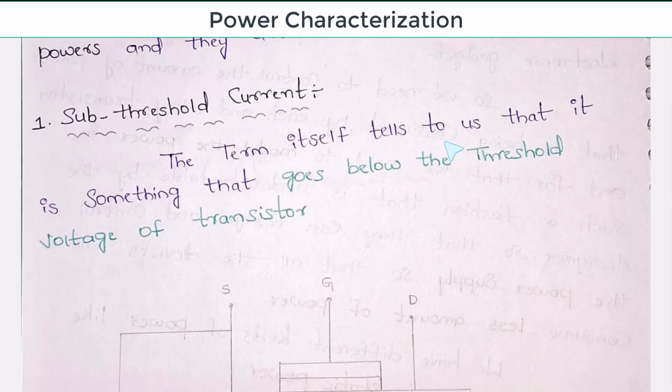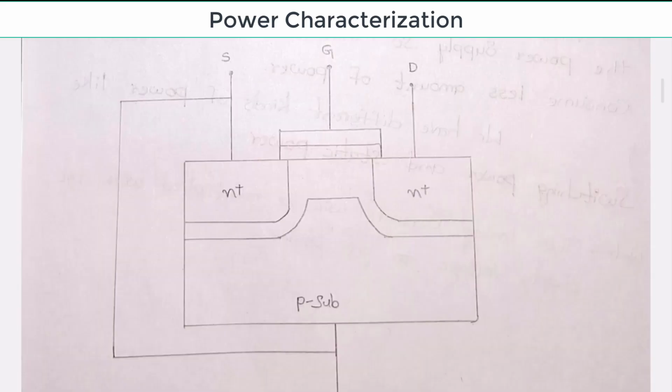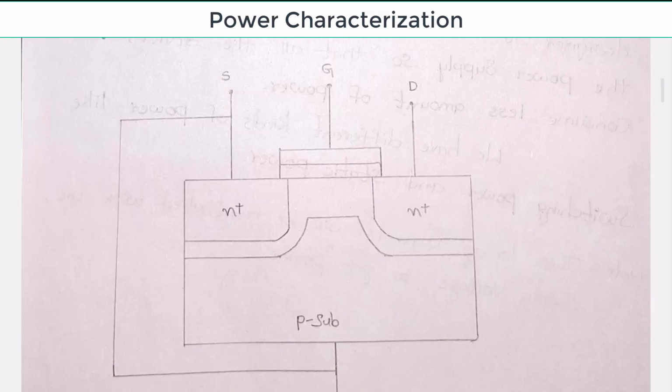The term itself tells us that it is something that goes below the threshold voltage of the transistor. We know that threshold voltage is the minimum amount of voltage across the gate terminal to form a channel. Let us try to understand with respect to NMOS. Here this is P and this is N. You can call this NMOS, where source and body are connected to ground, and we need to apply the potential between gate and source for the formation of channel, and for the flow of electrons we need to apply potential between source and drain.